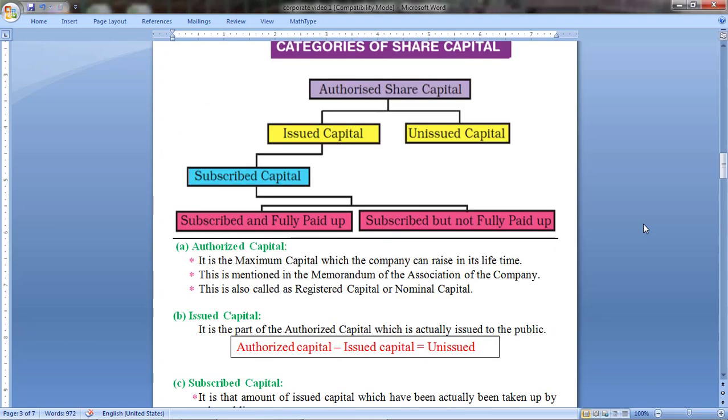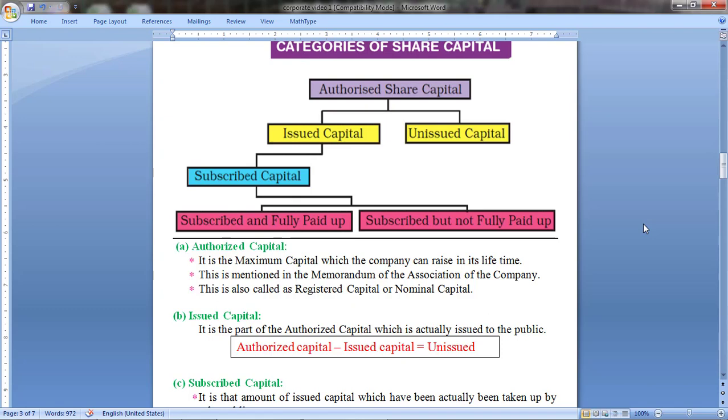First one is authorized share capital. So it is the capital which can be raised by the company in its lifetime. That is, it is the total capital position of the company. The capital is limited only to the authorized value. It is mentioned in the memorandum of the company as an authorized capital. It is also termed as registered capital or nominal capital.